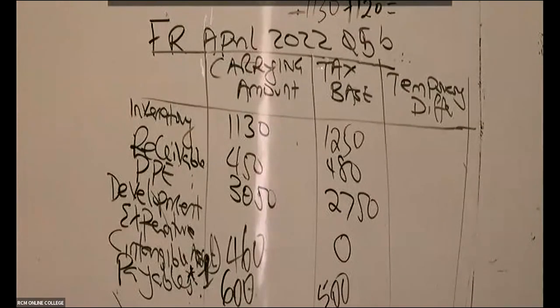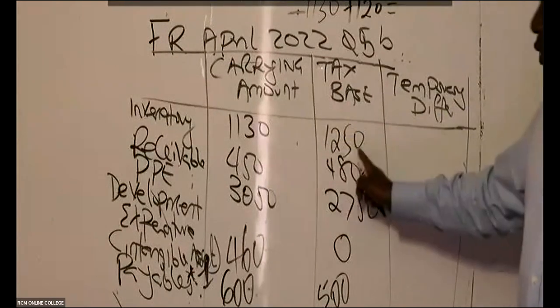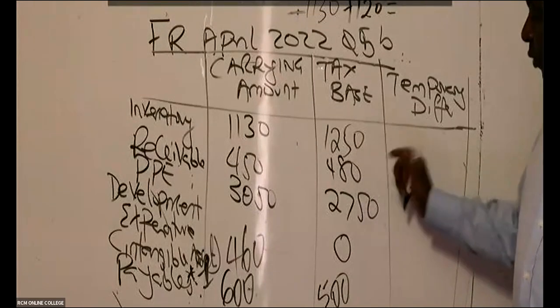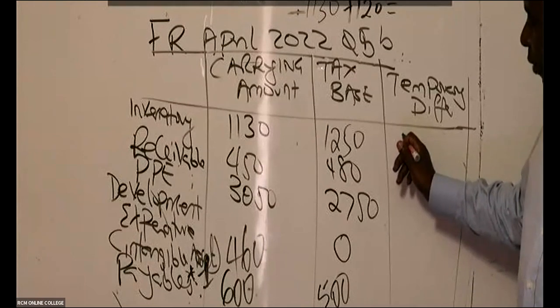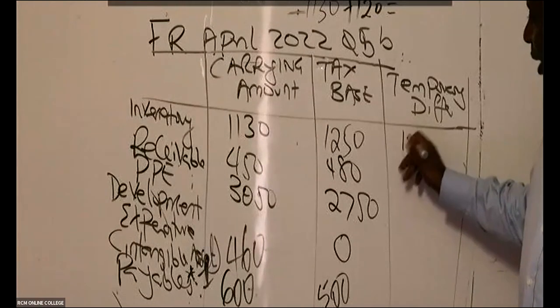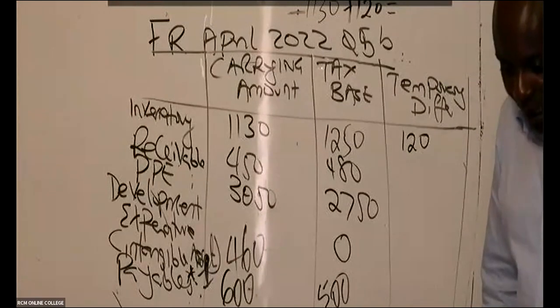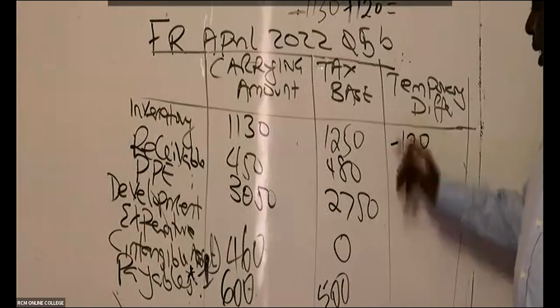That is the last item, remember? So what is the temporary difference here? It will be 1130 minus 1250. That gives me how much here, somebody? 120. Negative, right? Negative 120. Thank you very much.